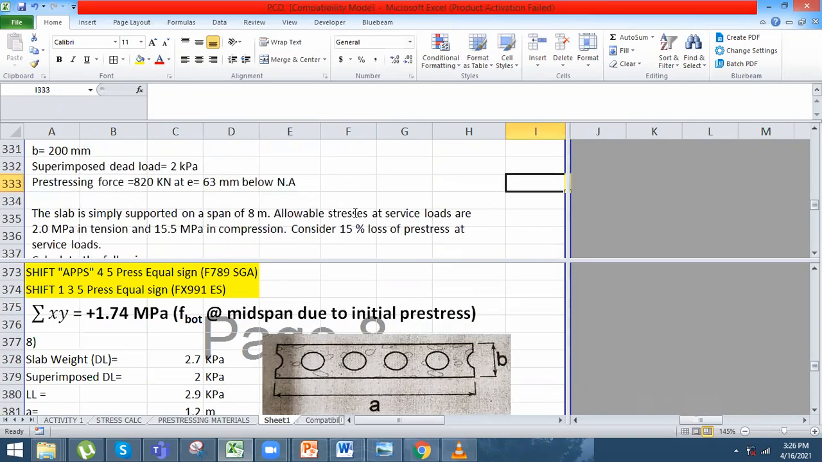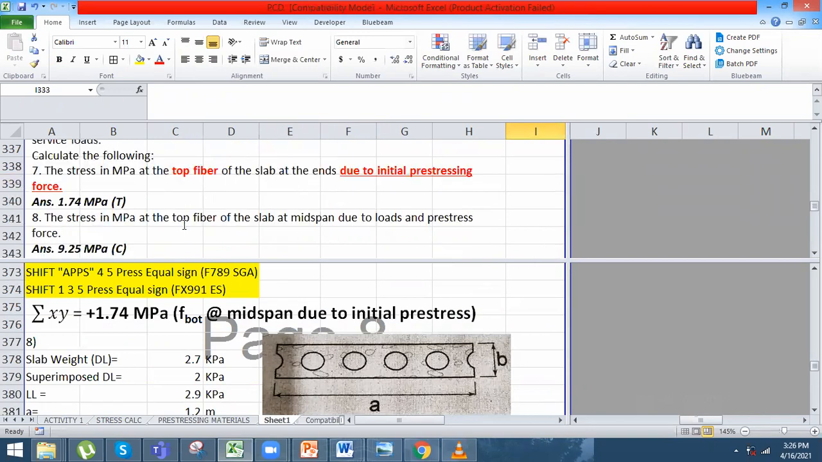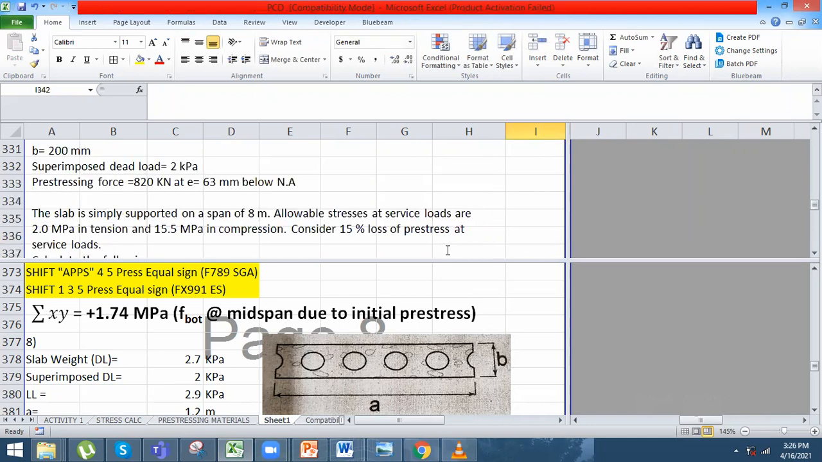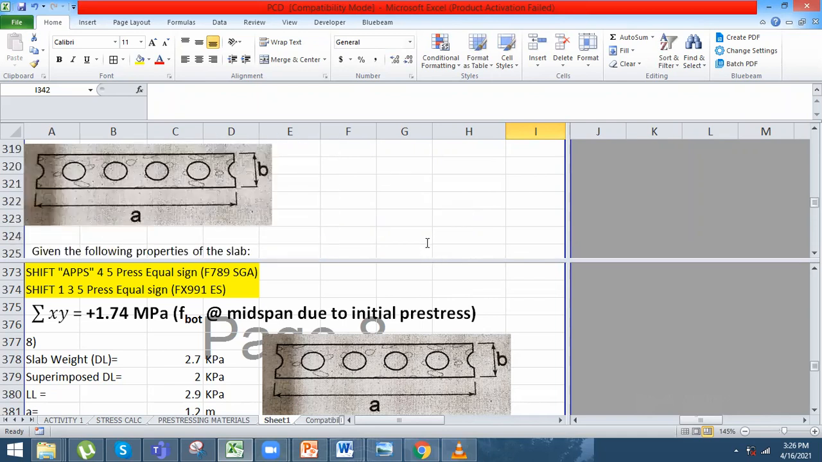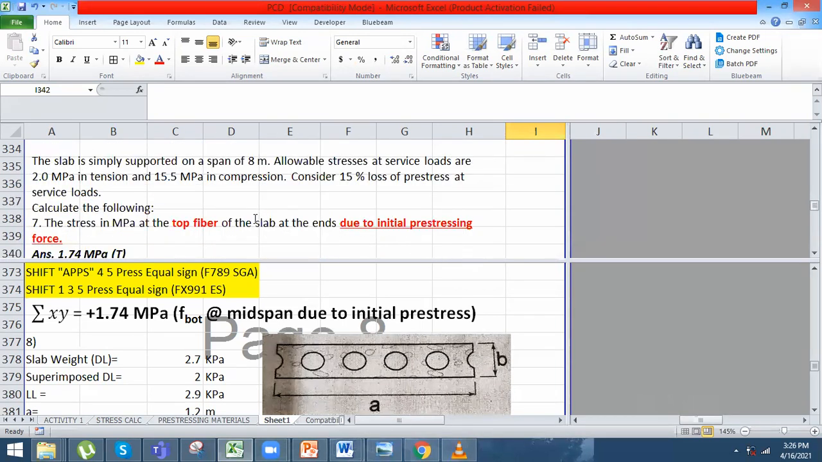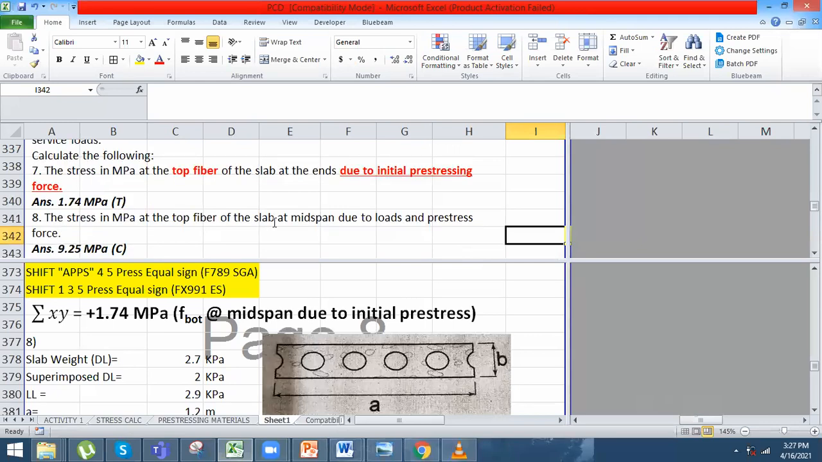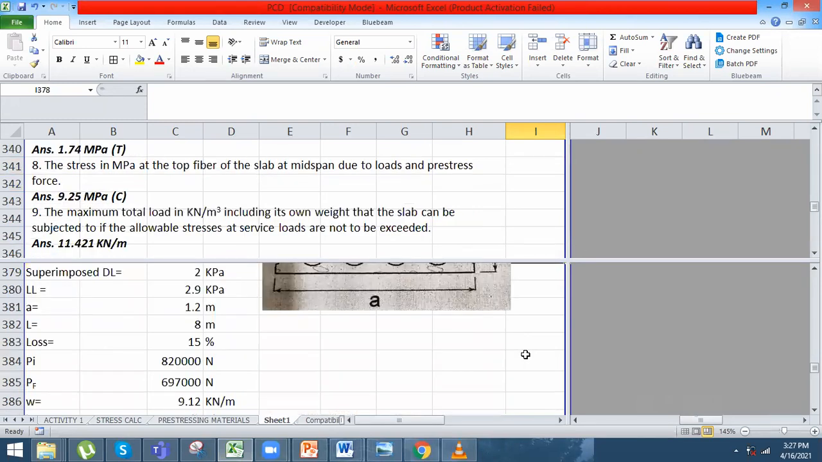Question number 8. The stress in megapascal at the top fiber of the slab at midspan due to the pre-stressing force. So dito, pina-consider na yung loads, which is yung dead load natin. And then the pre-stress. May binigay ba siyang live load? Wala siyang binigay na live load sa problem. So, paano natin yan susolve, sir, yung number 8? The stress in megapascal at the top fiber of the slab at the midspan. Ang gagawin natin dyan guys is ganito.